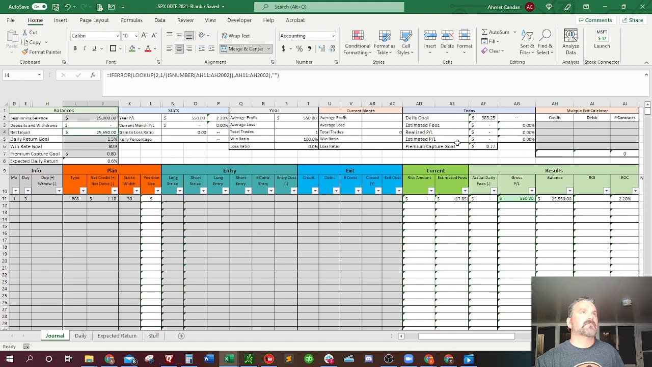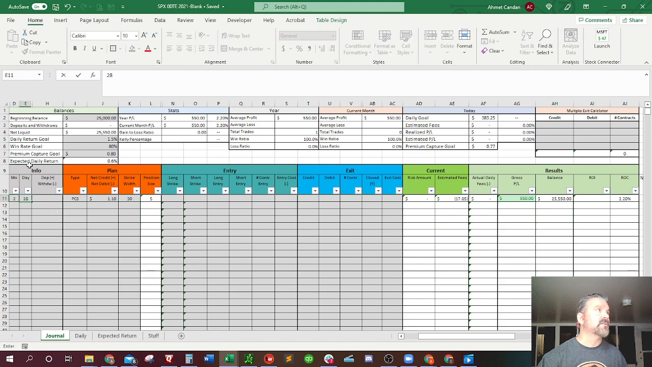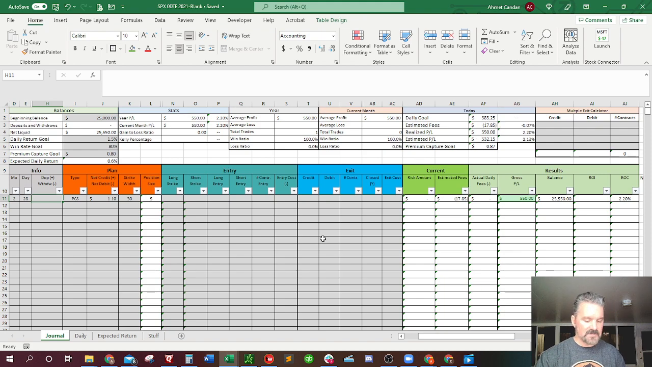But what you won't see is anything in the current month. That's because we're not in the current month. The current month right now is February, and we're entering a trade that's dated in January. So that's why you don't see anything here. You also don't see anything here because it's not today. In order for this to populate with anything, we'd have to change this to 228. Now you'll notice some values being populated here.